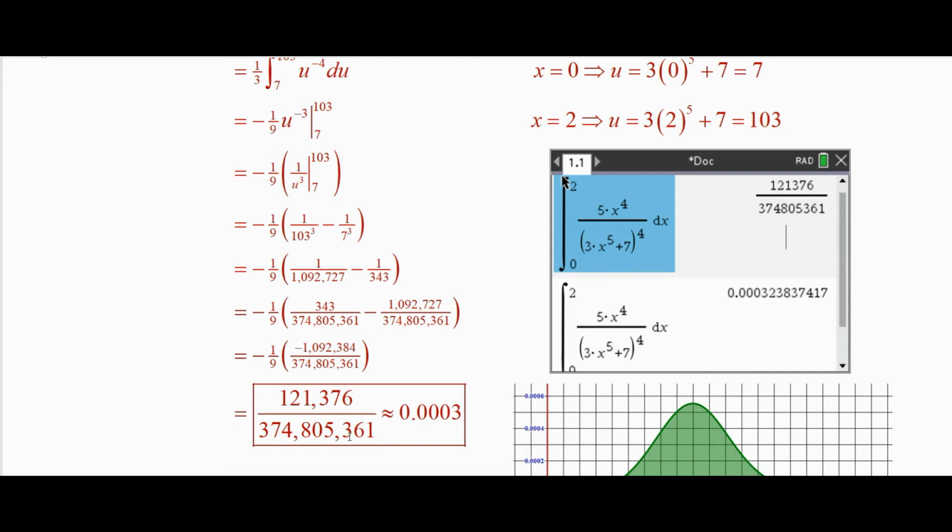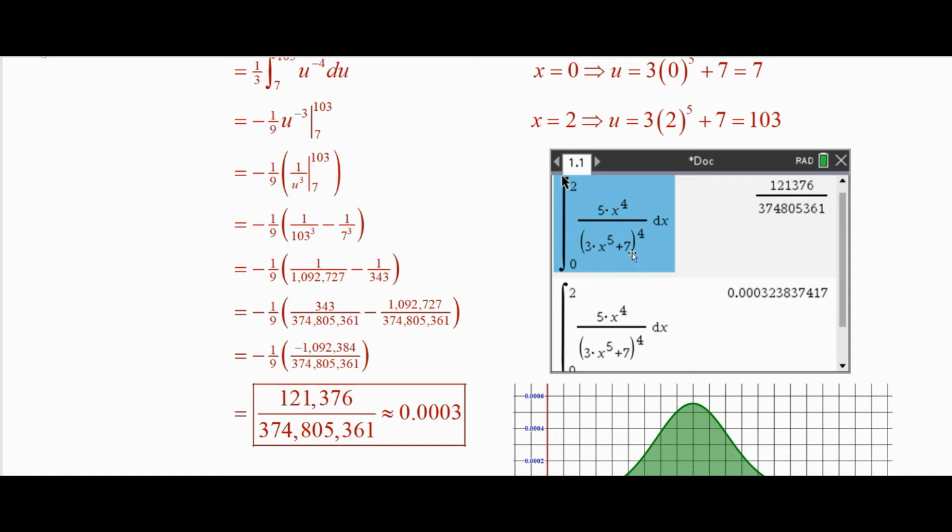121,376. I think there's no other common factors in the numerator and denominator here. If there were any, it would have to be some power of 3, 103 or 7. So you just check those and see they don't divide out. So that's reduced. And we could get a decimal approximation if we needed to.